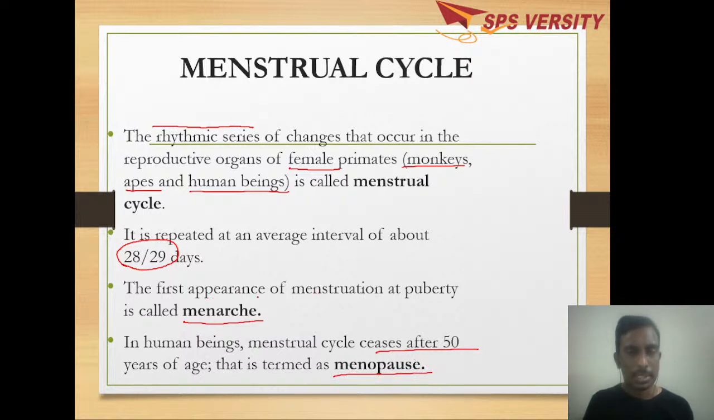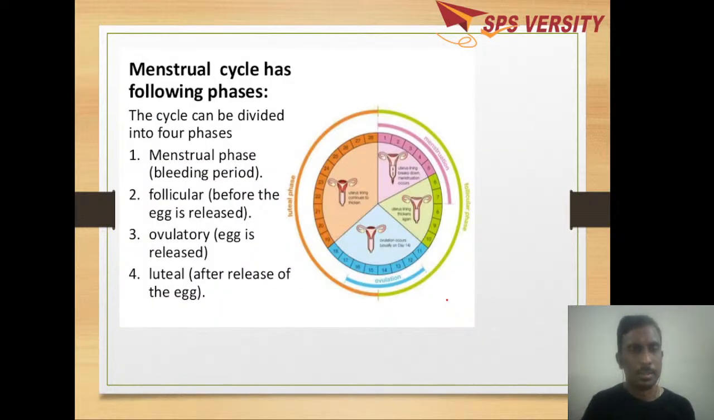That means it will start in puberty and end at the age of 50, which is called menopause. So if you see the menstrual cycle, it can be divided into the following phases. The starting phase is called the menstrual phase or bleeding period. Then the follicular phase, where development of the follicle takes place, that is before the egg is released. Next, the ovulatory phase, where the egg is released, and the luteal phase after the release of the egg.